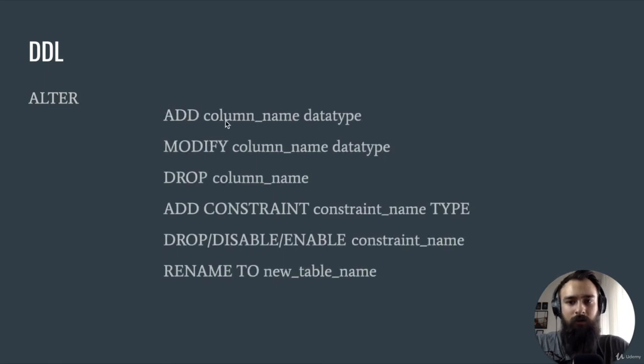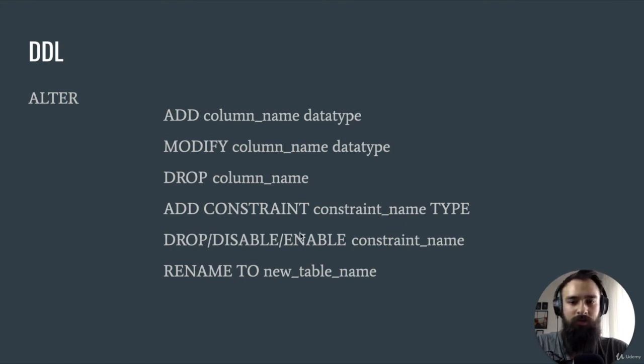We can add a new column to the table and specify its data type. We can modify an existing column by changing its data type. We can specify the column name and then the new data type. We can drop a specific column that already exists in the table, and the table will not contain this column anymore. We can add constraints with the keywords add constraint and then the name and type. Here the type can be unique, not null, check, and so on.